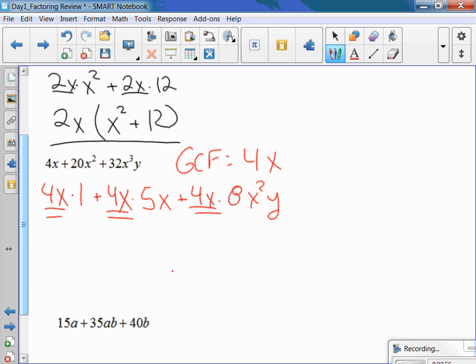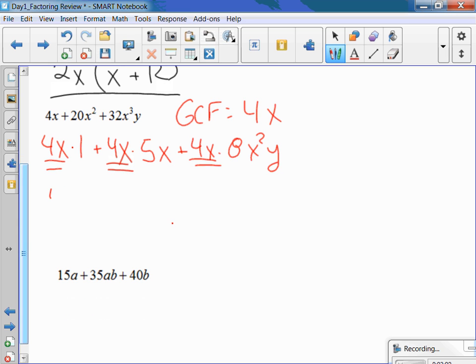Once again, we can see, as Esther said, we had that 4x in common with all of them. So I pull out that 4x, and I write down whatever is left over. The tricky thing, or it's not that tricky, but the most commonly missed, is that understood 1. Don't forget, we have that placeholder of 1, so there's that 1 plus 5x plus 8x squared y.